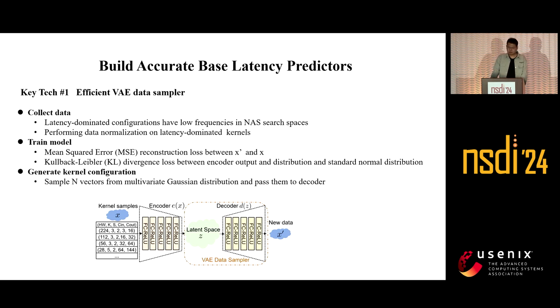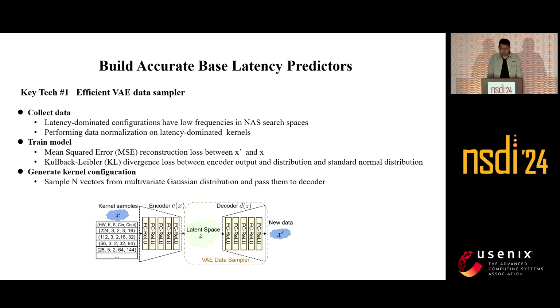To train our VAE model, we use two loss functions: MSE loss between the input distribution and the encoder output distribution, and the KL loss between the encoder output and the standard normal distribution. After the training process, the decoder is able to map the latent space back to the original kernel configuration distribution.